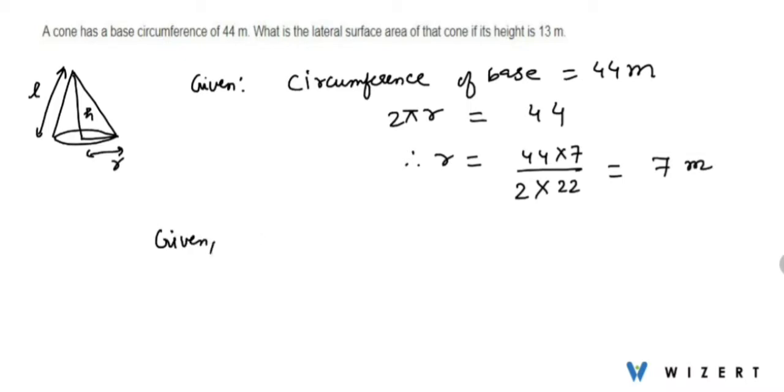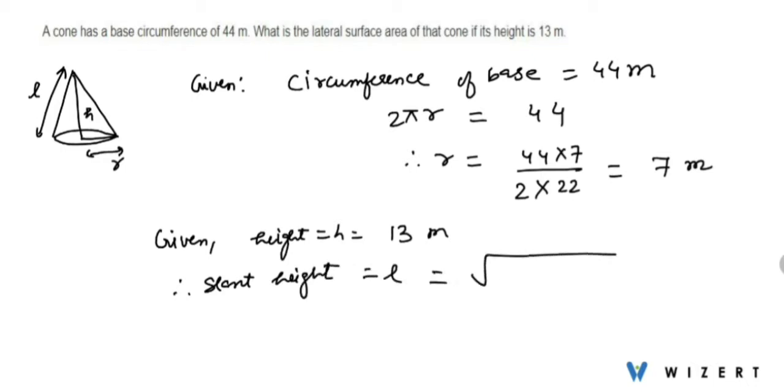Also the height is given. So let's say the given height h is given as 13 meter. So from here we can find out slant height, that is L, which is equal to h square plus r square. We can see from the figure, it's using Pythagoras theorem, or we know the formula for slant height, that is h square plus r square.